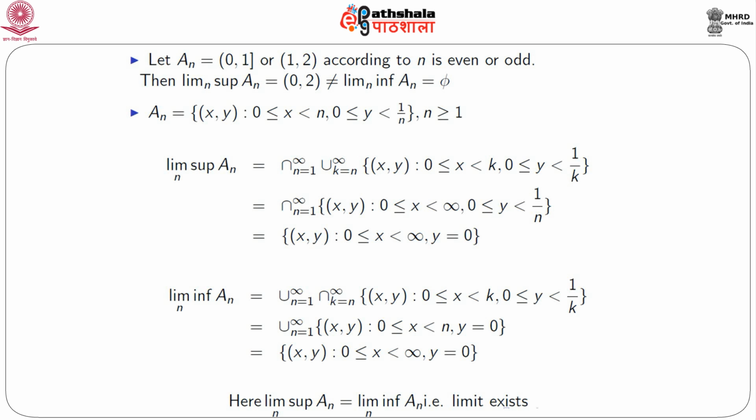And now, we are to take the union over n from 1 to infinity. In case of y, it is independent of n, so it will remain the same, but in case of x, it will be 0 to infinity. So, the lim inf is the collection of (x, y) such that x lies between 0 to infinity and y is equal to 0. Here, we found that lim sup is equal to lim inf. So, whenever we have lim sup equal to lim inf, we say the limit exists.